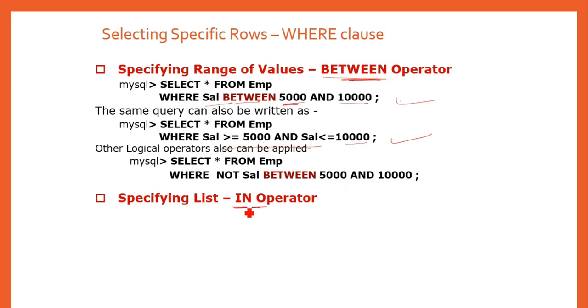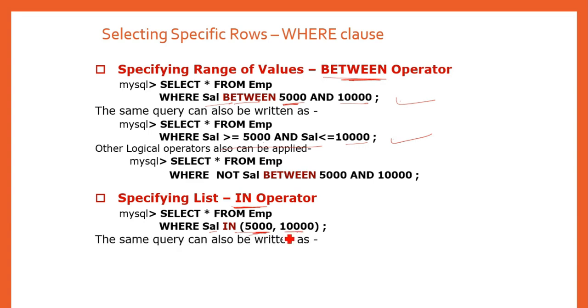So how do we use this? We use it like this: select asterisk from table name, then where salary in 5,000, comma, 10,000. So what will we get? I'll get the list of the employees whose salary is 5,000 and also those whose salary is 10,000. So any employee whose salary matches either 5,000 or 10,000, their record will come.